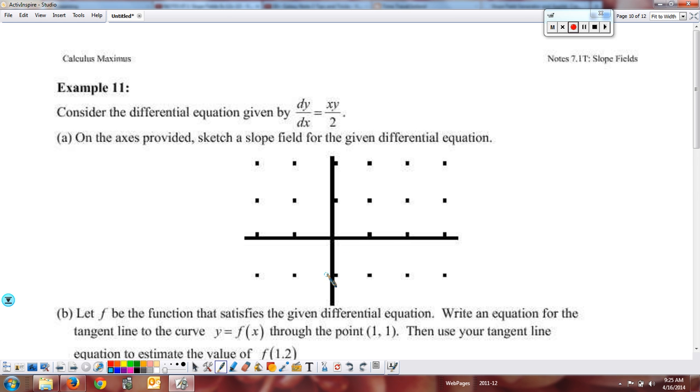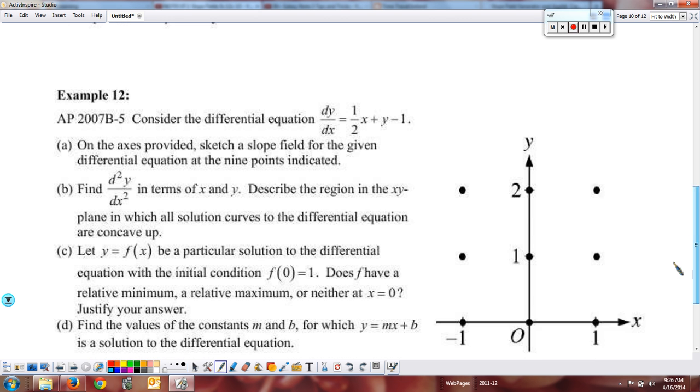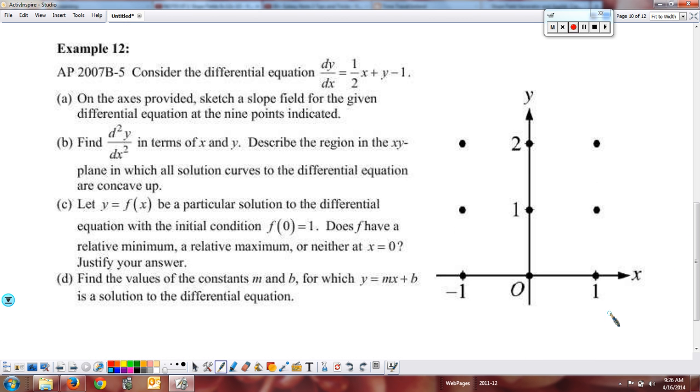Now I'm going to skip over a little bit and look at something you might see on the AP in this set of notes, and then I'll leave the rest for you to take a look at. Here, this was an actual AP question. They gave you a differential equation. Notice it depends on x and y. They asked you to sketch the slope field for the given differential equation. So let's do that fairly quickly.